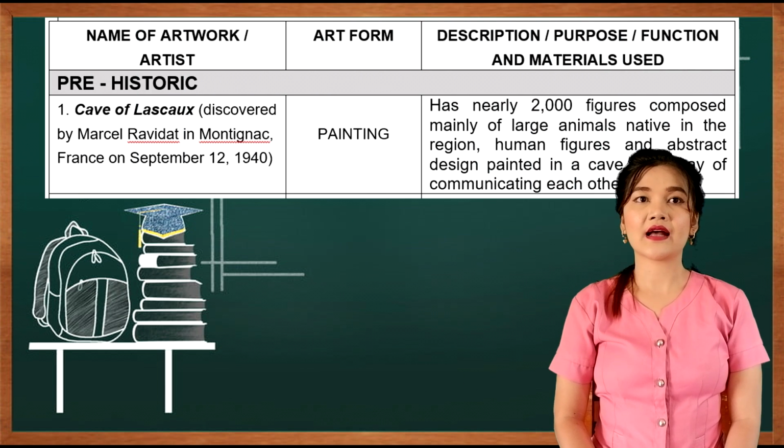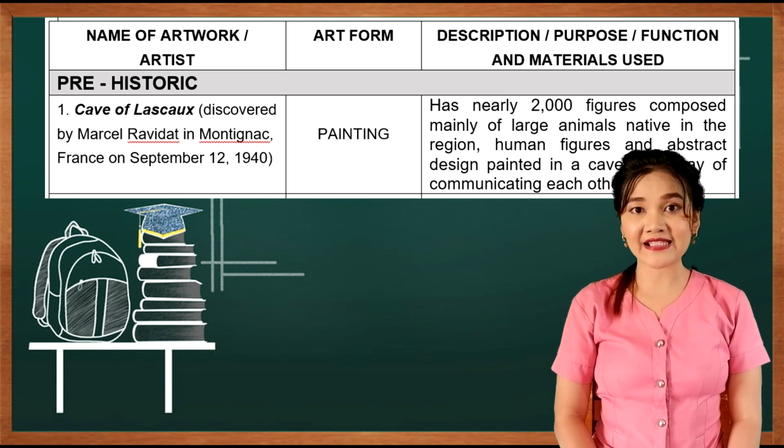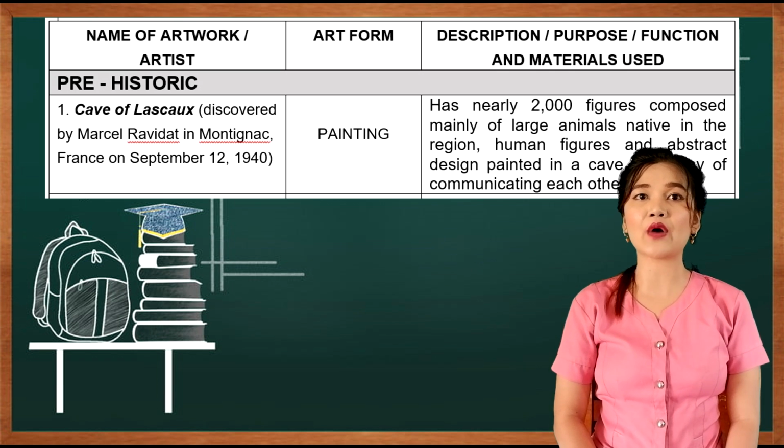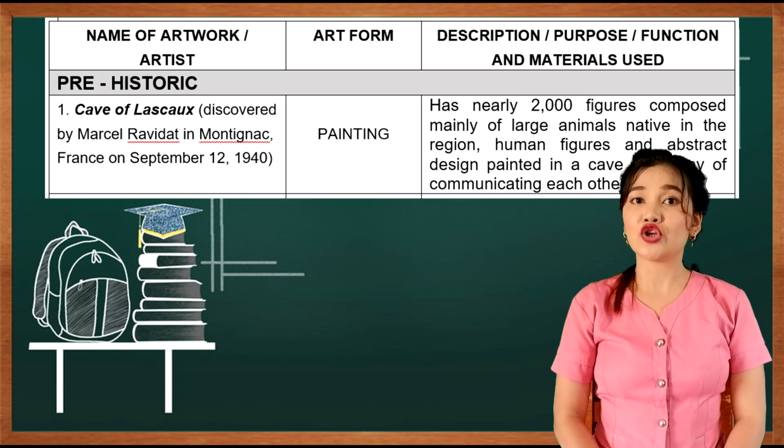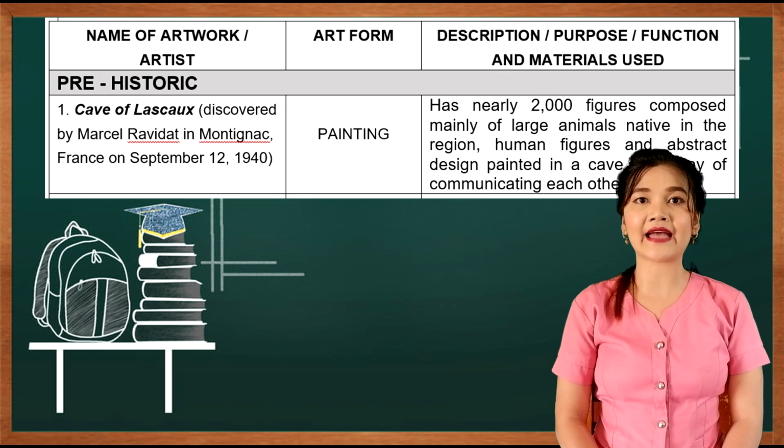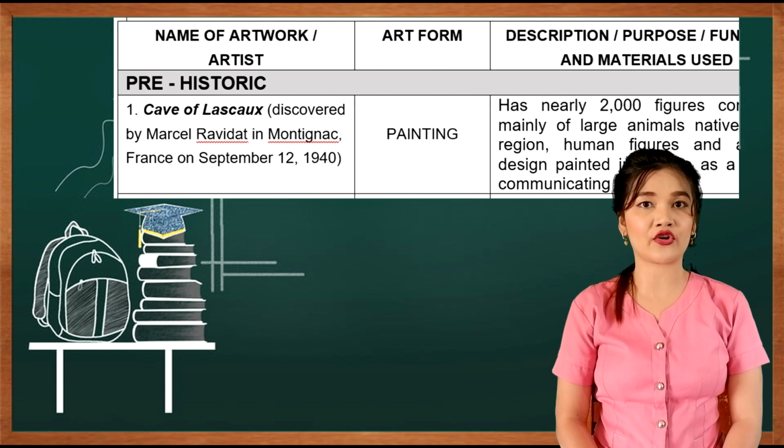Prehistoric art. Cave of Lascaux. Discovered by Marcel Ravidat in France on September 12, 1940. Art form: painting. Description, purpose or function, and materials used: it has nearly 2,000 figures composed mainly of large animals native in the region, human figures, and abstract designs painted in a cave as a way of communicating with each other.